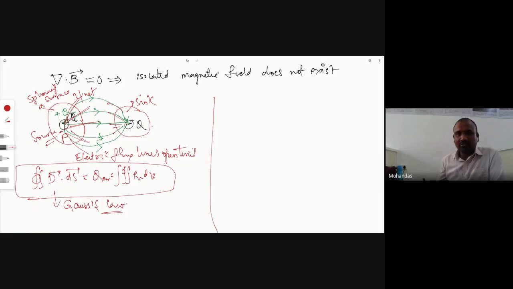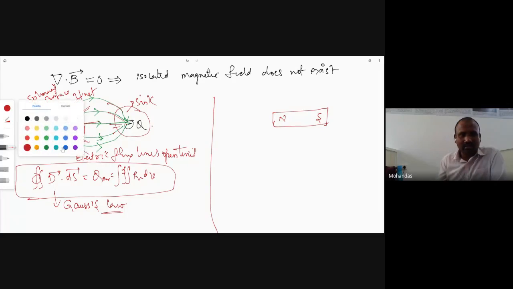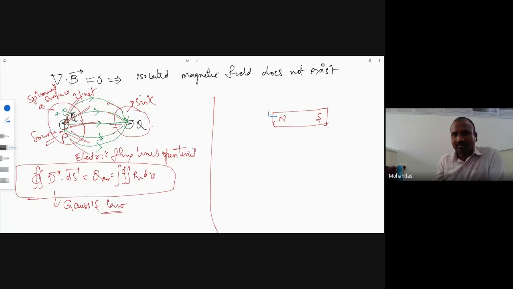But if you come to the magnetic field, imagine there is a permanent magnet. North pole and south pole are there. How are the magnetic flux lines flowing? From north to south.